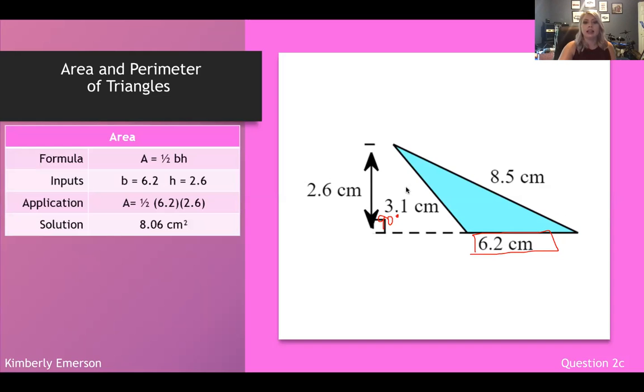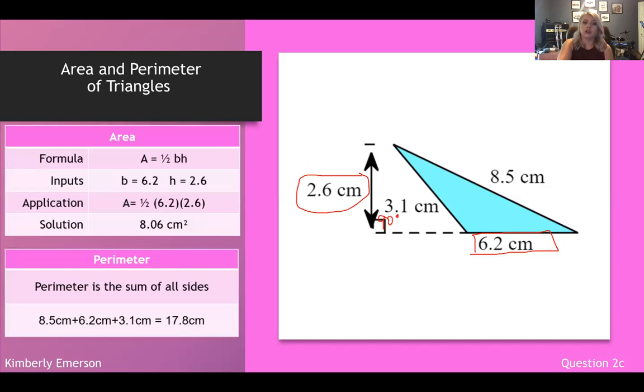And our height is actually, and this is a little deceiving just because you see 3.1 centimeters right here, but it's actually going to be this 2.6 centimeters, because that's what's outside the arrow right here, stating that this is how tall this angle is. So we're going to multiply those together and get 8.6 centimeters squared. Again, we're squaring it.